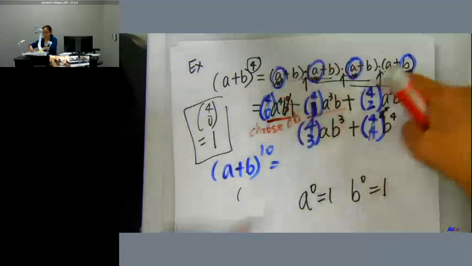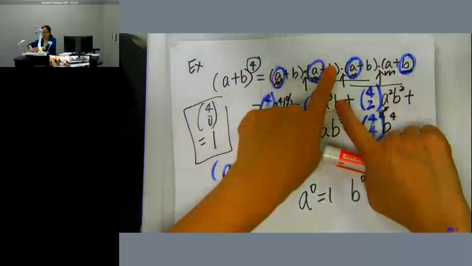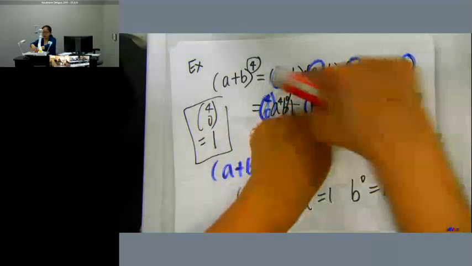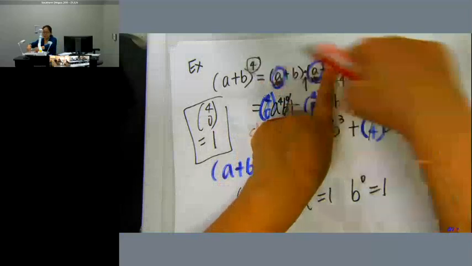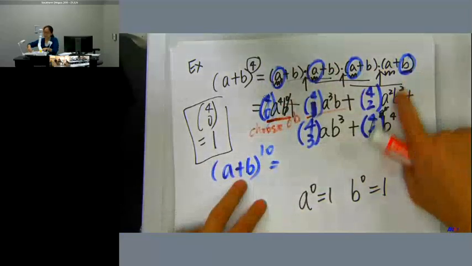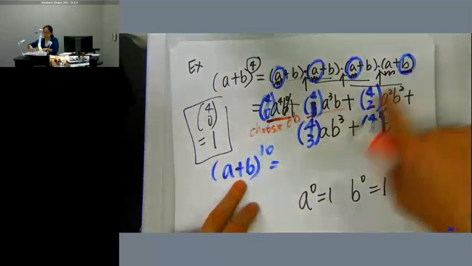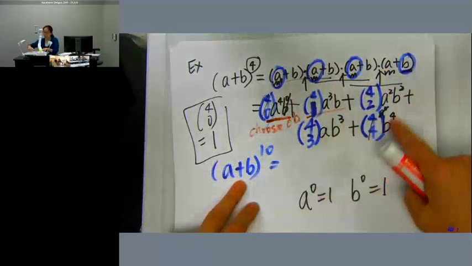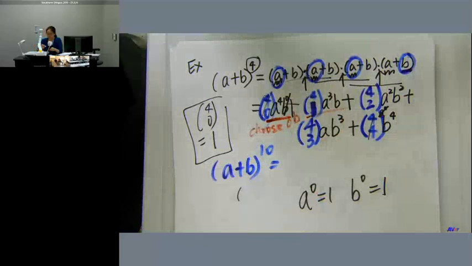If you have 4 of them and only choose 1 B, that means for the other 3 pairs of parentheses you have to choose A. So that's why you get A cubed. And the same thing here. If you choose 2 B's, you're going to have 2 A's; 3 B's, 1 A; or 4 B's, no A's at all. So that's how you memorize the formula.